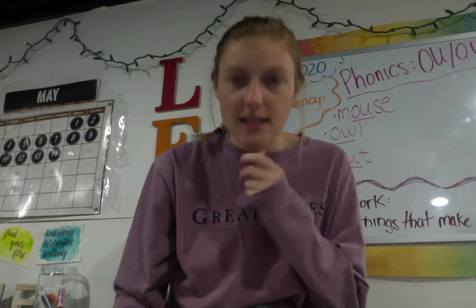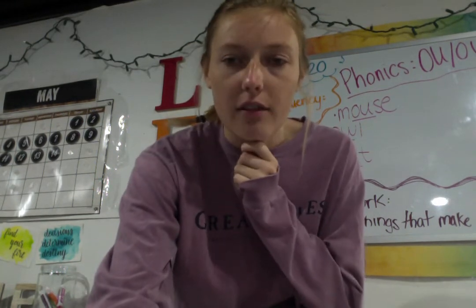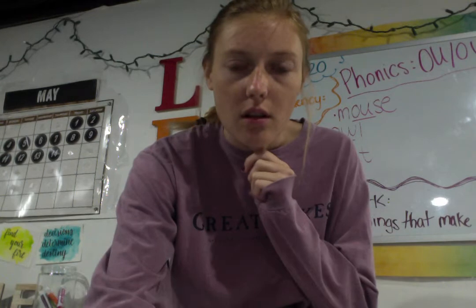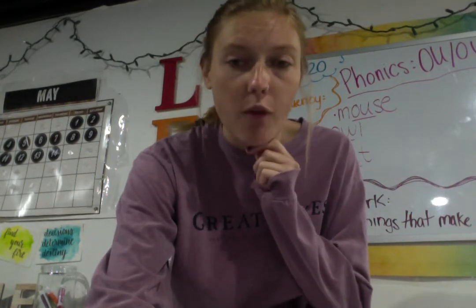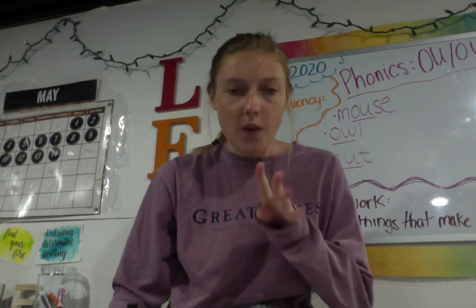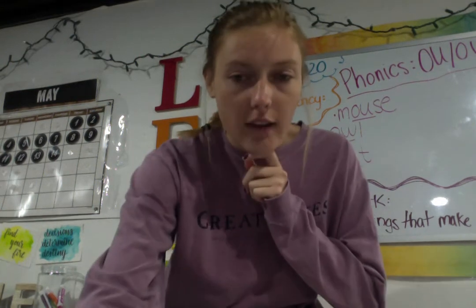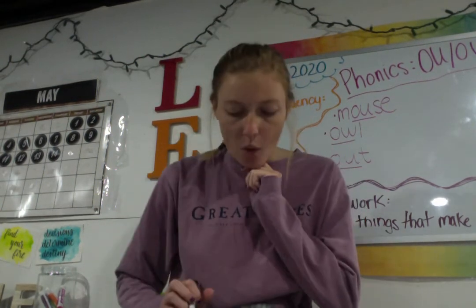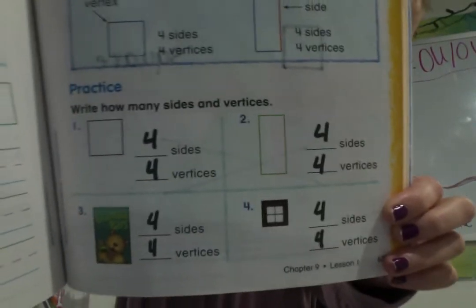What about number 2? What is the answer to number 2? How many sides and vertices does that rectangle have? Thoraya. 4. Yep, 4. It has 4 sides and 4 vertices. Very good. So if you look at number 3 and number 4, you should have 4 for both of those two because they're both examples of a square or a rectangle.